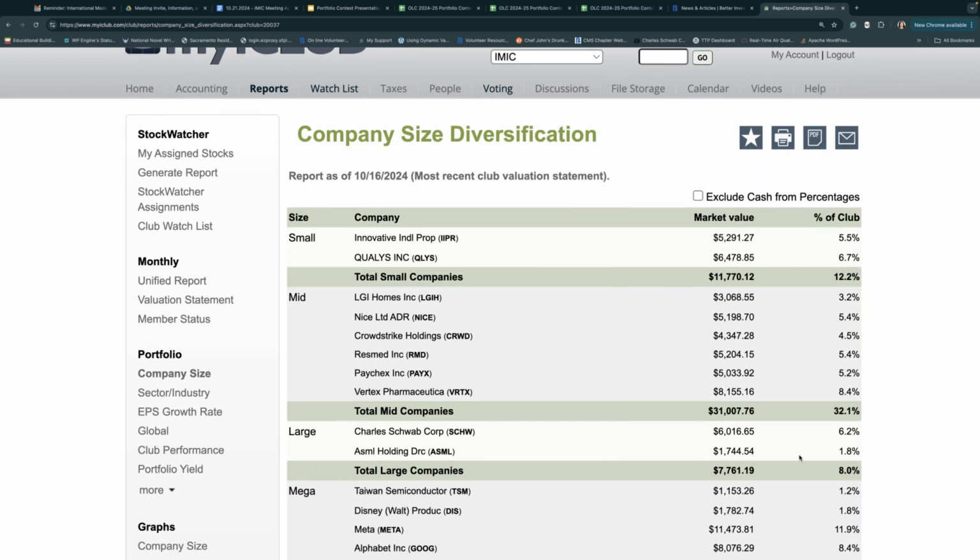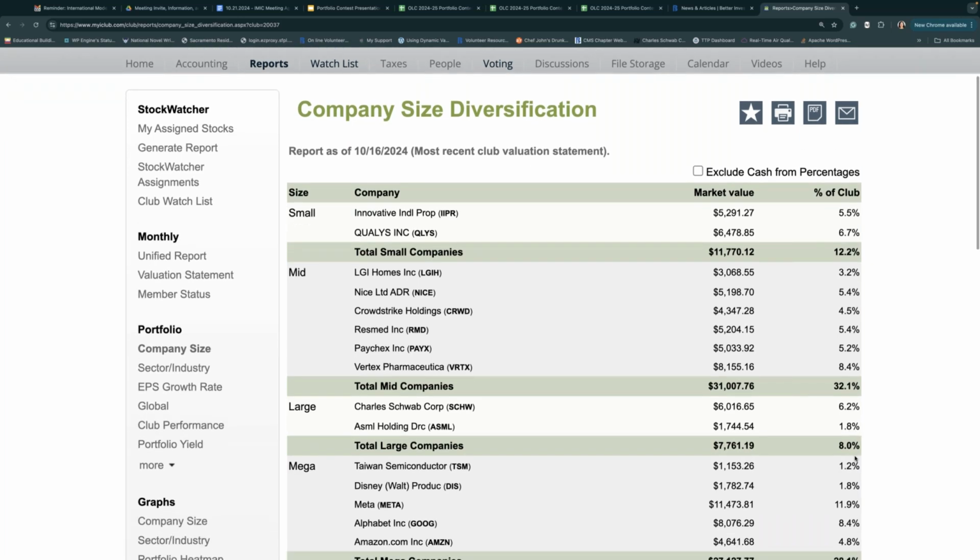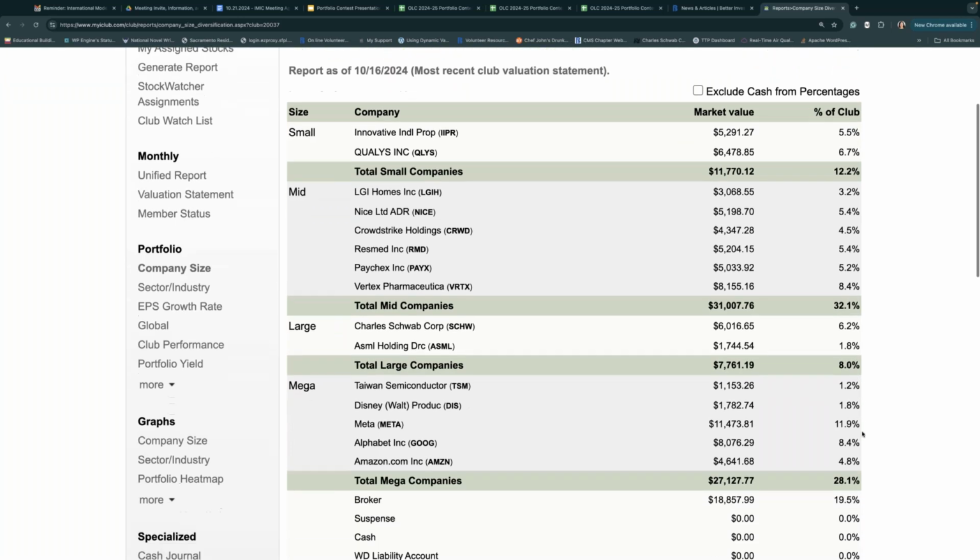Oh, and we might want to buy more ASML. We're only at 1.8.